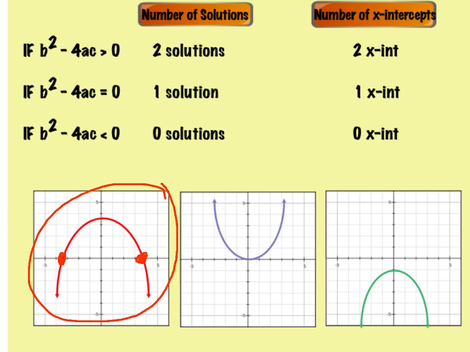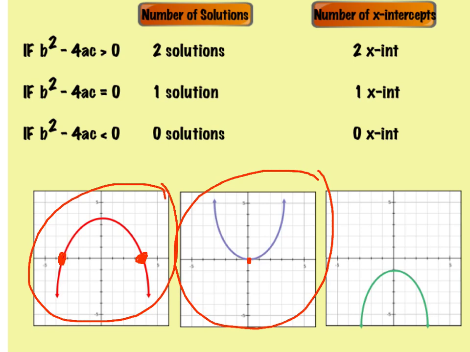Now, if b squared minus 4ac equals 0, then that quadratic equation will generate one solution, which means we will have one x-intercept. So again, if we look at the graphs, which one of these remaining graphs has one x-intercept? Hopefully you noticed that it's this one. There's one x-intercept right there.